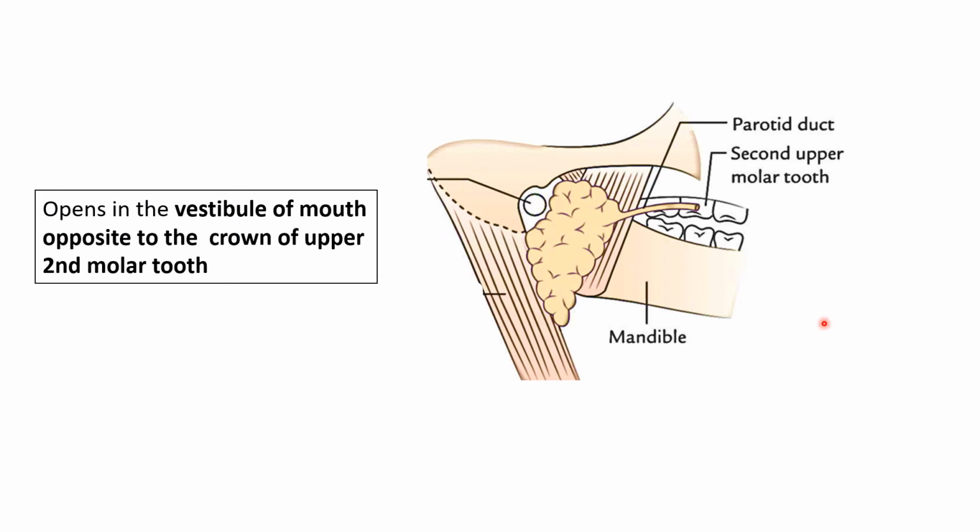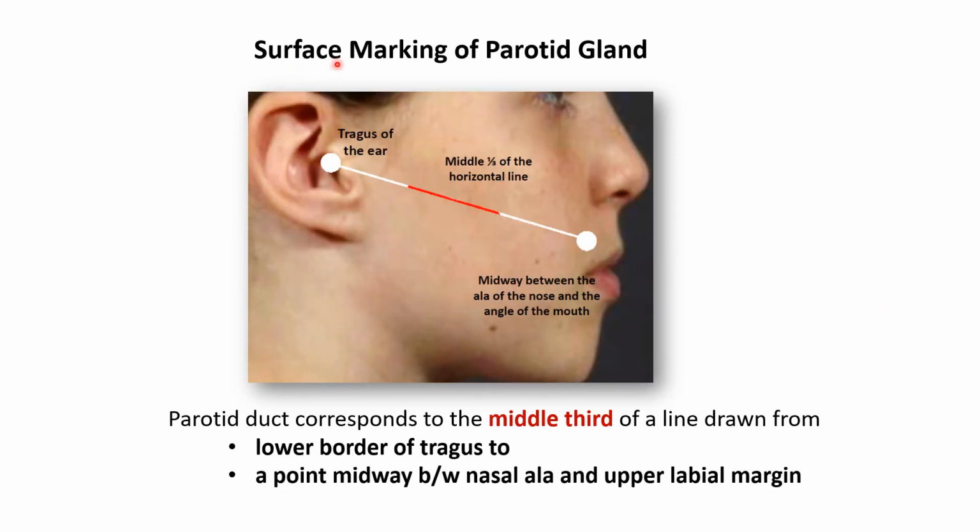Now where does it open? After piercing the mucosa, it opens into the vestibule of the mouth. Vestibule of the mouth is that part of the oral cavity which is present between the cheeks on the lateral aspect and the gum and the teeth on the medial aspect. So here it opens into the vestibule of the mouth opposite to the crown of upper second molar tooth. So this is the opening, that is in the vestibule of mouth opposite to the crown of upper second molar tooth.